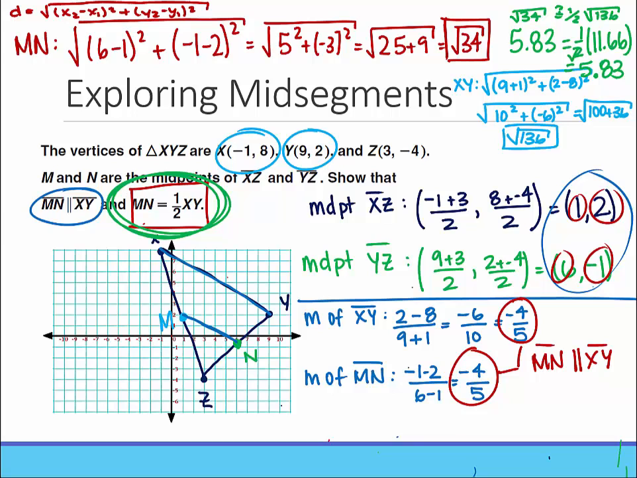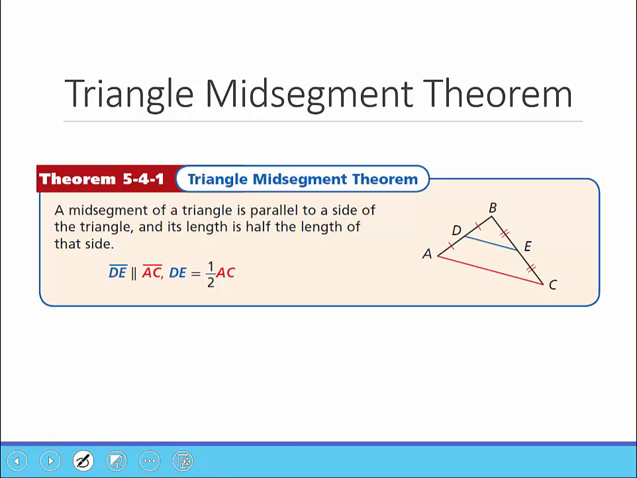So all of this work was to prove this midsegment theorem. And that says a midsegment of a triangle is parallel to the side of a triangle, and its length is half the length of that side. So we know two things. If D is the midpoint of AB and E is the midpoint of BC, when I connect these, it's going to be parallel to this, AC, and it's going to be 1/2 the length.